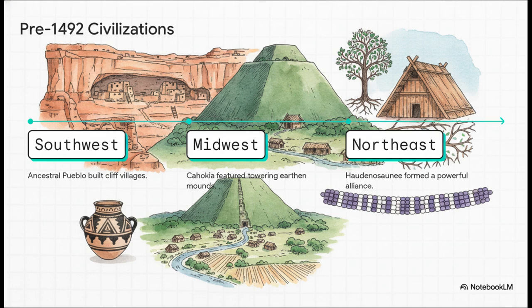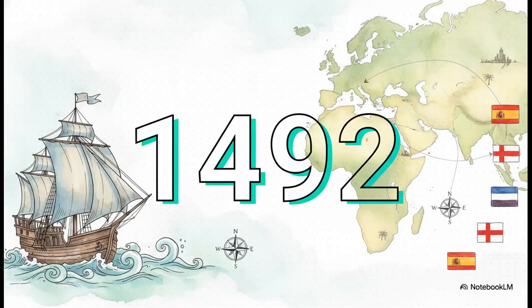And up in the Northeast, the Haudenosaunee formed a really sophisticated political alliance, one that would actually go on to influence American democratic ideals later down the line. But then 1492 hits, and everything shifts. When Christopher Columbus stumbled upon the Caribbean while searching for Asia, well, he unwittingly fired the starting gun on a relentless era of global exploration.